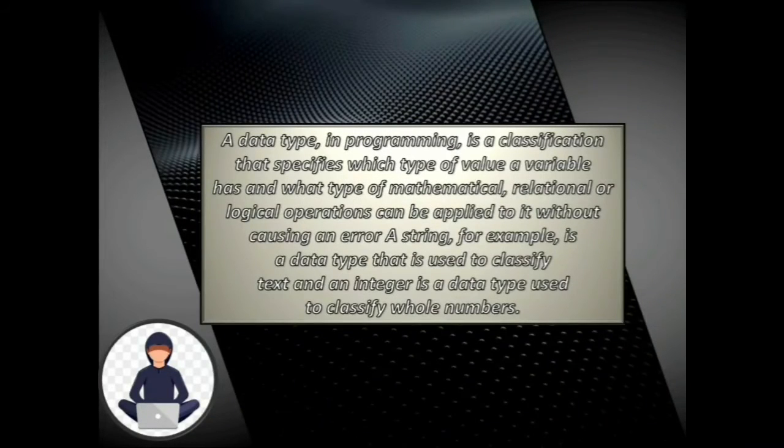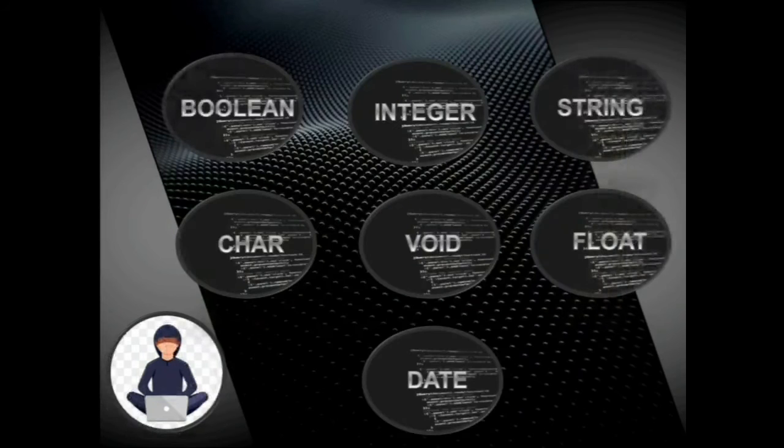A data type in programming is a classification that specifies which type of value a variable has and what type of mathematical, relational, or logical operations can be applied to it without causing an error. A string, for example, is a data type that is used to classify text, and integer is a data type used to classify whole numbers. These are the data types.